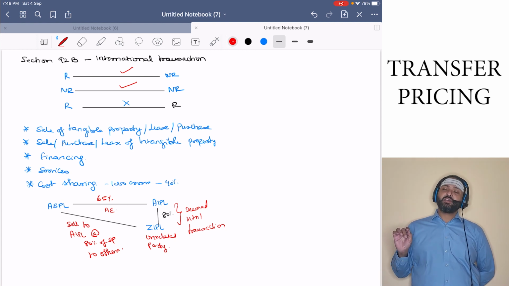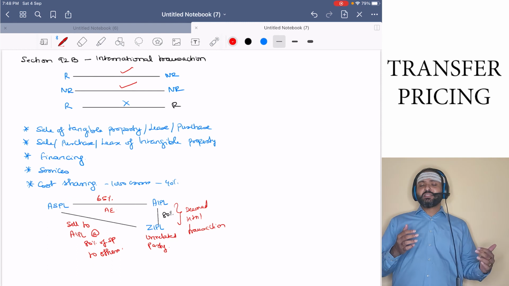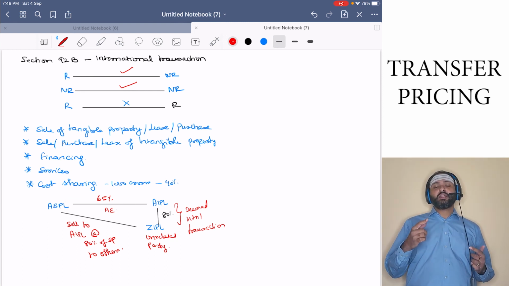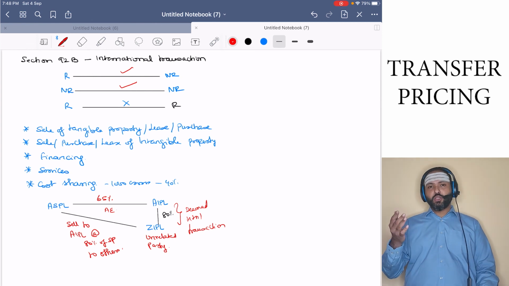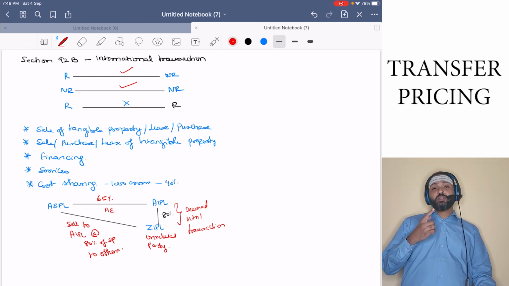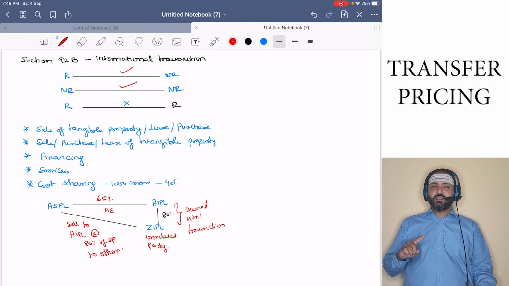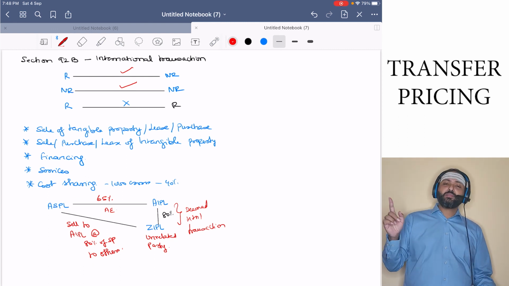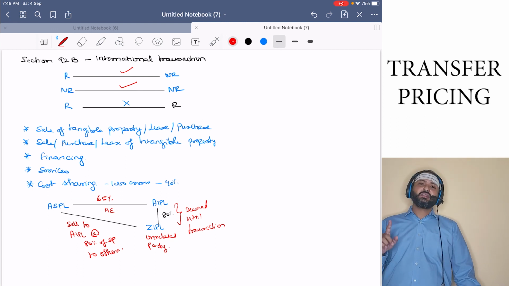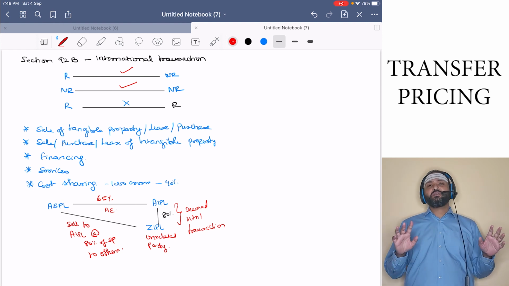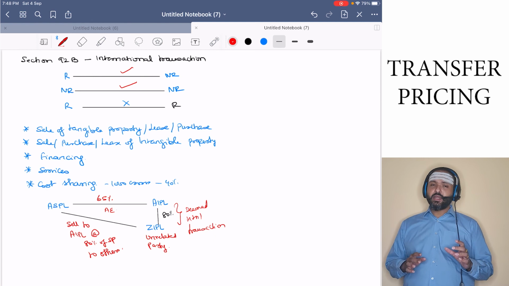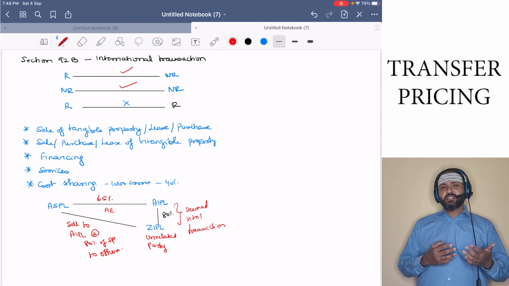One additional point that we have seen is that where a transaction between two unrelated parties is influenced by one associated enterprise, being the associated enterprise of one of the unrelated parties, then the transaction shall be deemed an international transaction. Okay, so this is what we have seen with respect to sections 92A and 92B. So get an understanding into this.